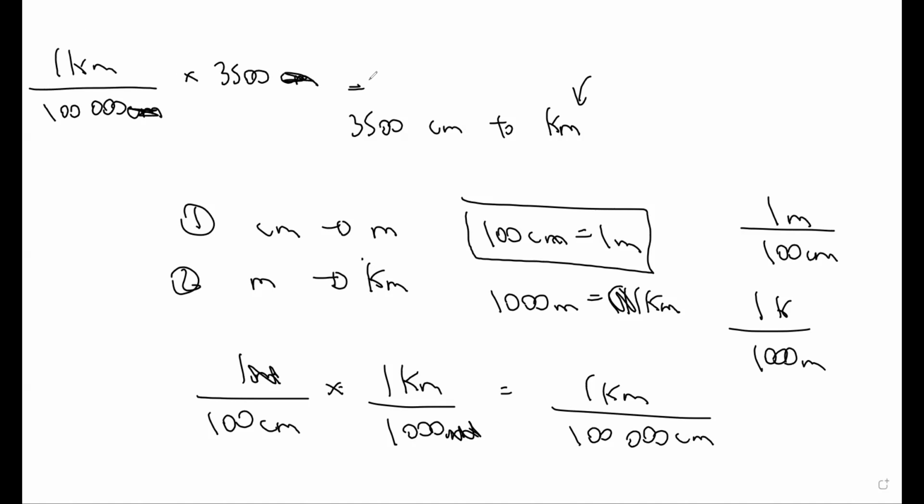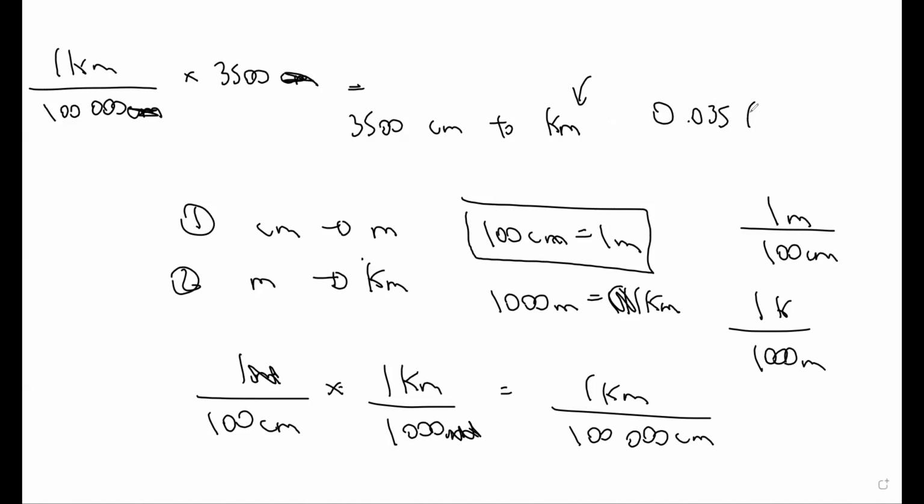So on top, it's 1 times 3,500. So on top, it's just 3,500. And then on the bottom is 100,000. So you now divide by 100,000. So 3,500 divided by 100,000 is 0.035 kilometers.